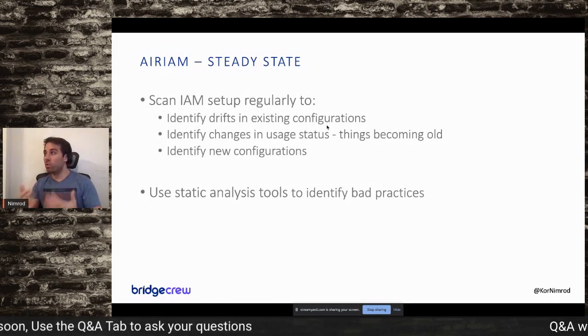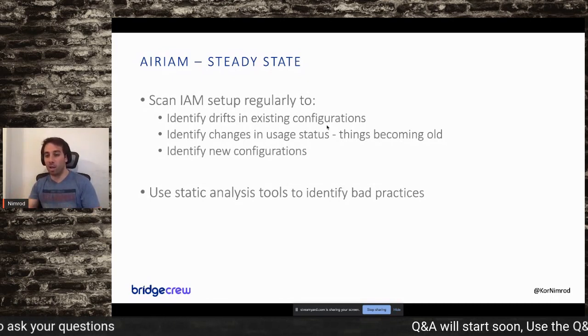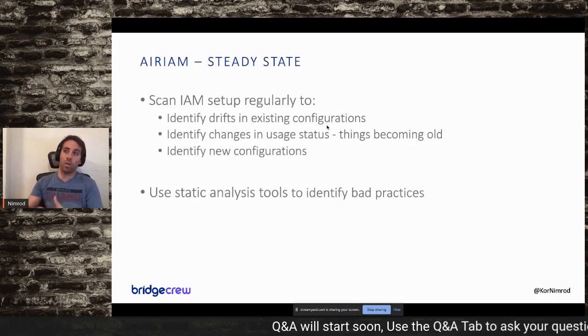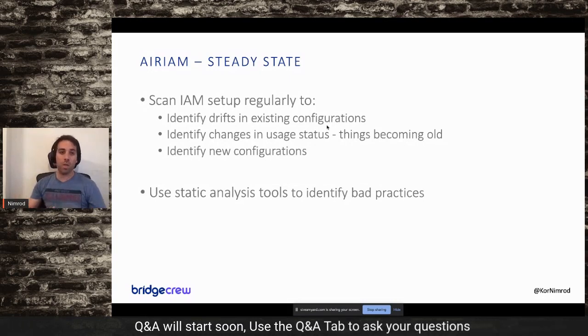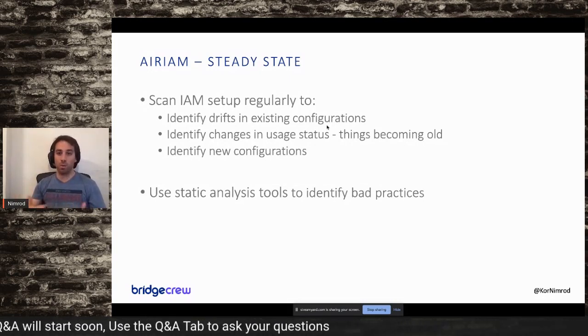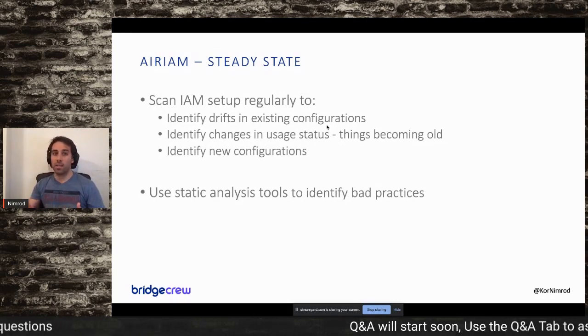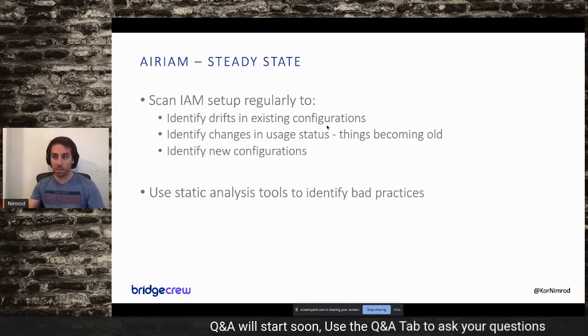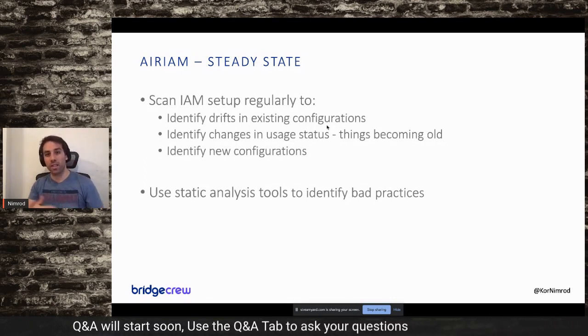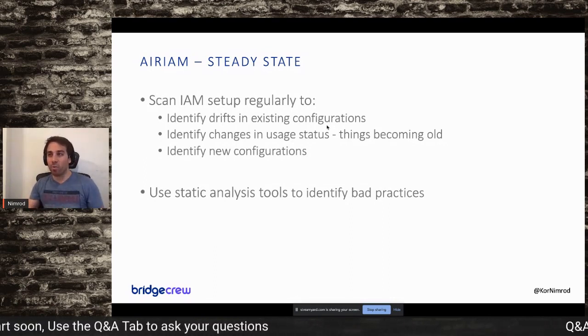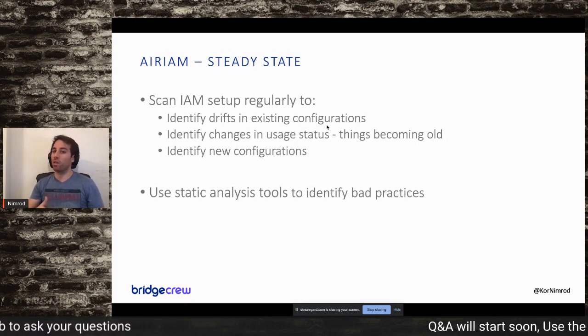So let's say a user uses a specific privilege, but he stops because he moved to a different team or they moved to a different architecture. The only way you would know this is to run this again once in a while. It will also help you identify new configurations. Let's say someone modified an existing policy and made a mistake of replacing everything with star. Now everything works for him, but you won't know it until you run this tool again.